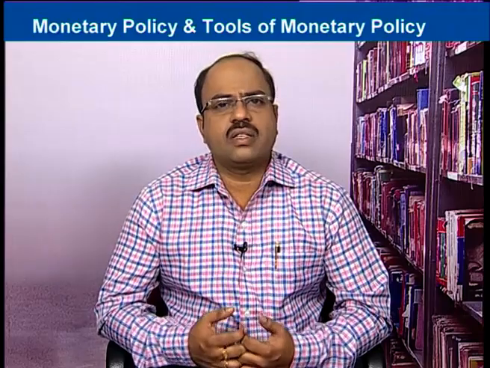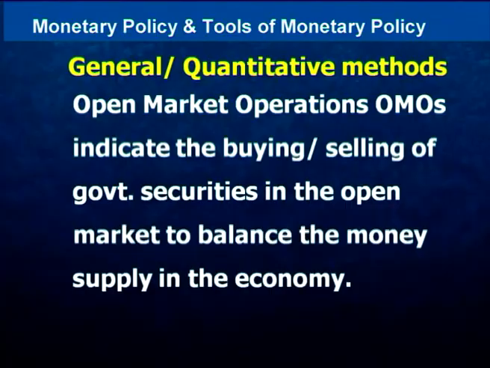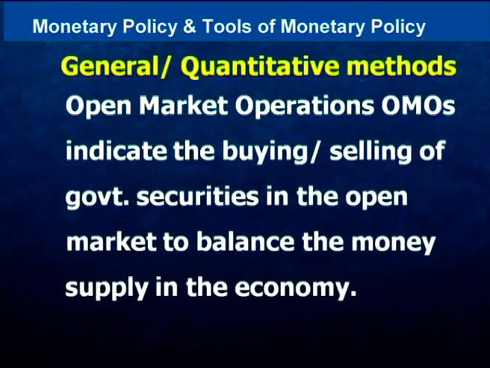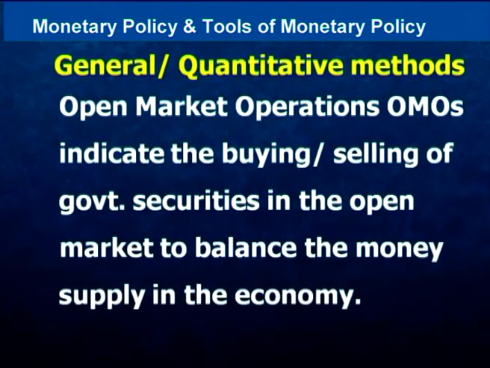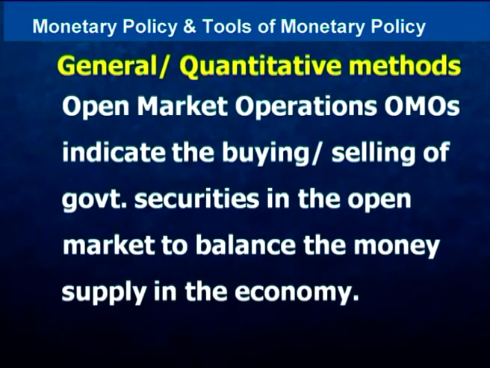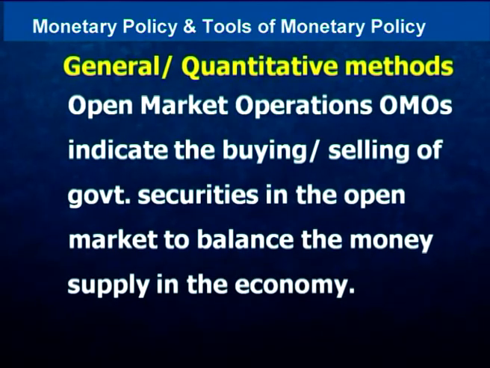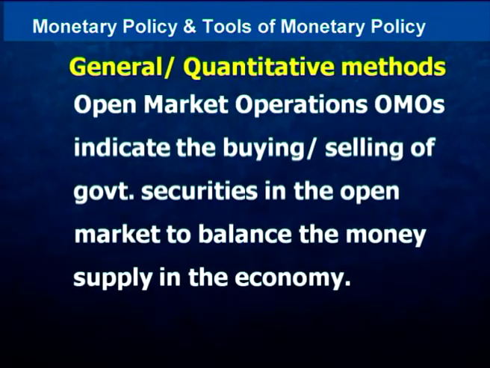So, OMOs, open market operations, what do they do in the market? These OMOs indicate the buying and selling of government securities in the open market to balance the money supply in the economy. So, here the buying and selling takes place in open market operations. Where do these buying and selling take place? How it takes place is very, very important. And what those government securities are is very, very important once again.